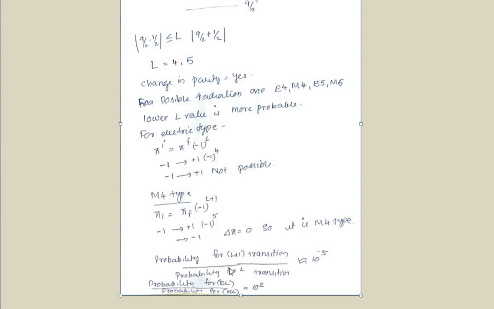Okay, so the probability for an L plus 1 transition to the probability for an L transition, we already discussed, is 10 raised to minus 5. Then the probability for an EL transition to the probability for an ML transition is 10 raised to 2. Okay, so here we discussed the selection rules of gamma decay.